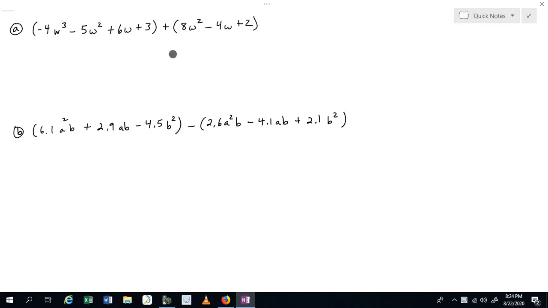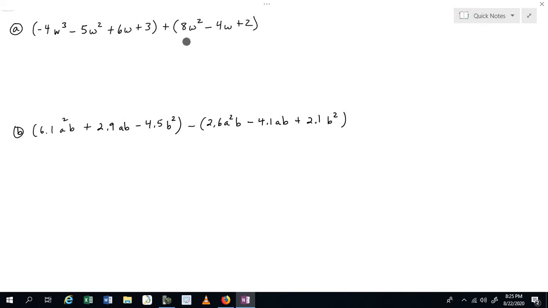So notice in part A, we have two polynomials here. This is a third degree polynomial, and we're adding it to a second degree polynomial, and it's written in the variable w. Now, the way we're going to add these polynomials together is we're going to add like terms. So notice that this is the only w cubed term, but the w squared term, we have another w squared term over here, so there's two of those, and so we can combine these together by adding their coefficients.